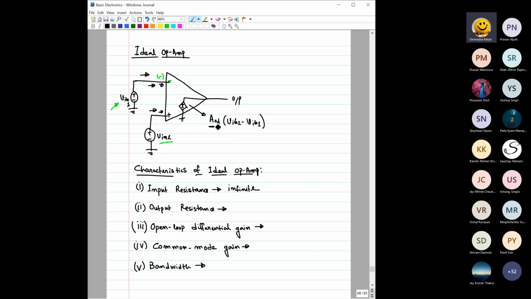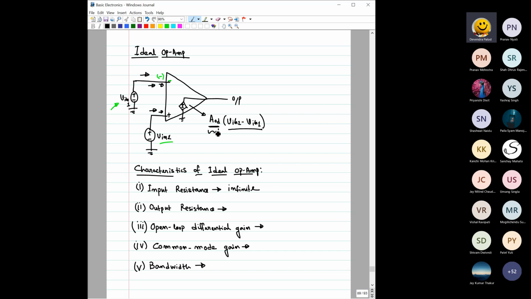This is the amplification A_OD. It is amplifying the difference between these two signals. So what is the difference? This is plus, this is minus, and this is V_in2, this is V_in1. So the difference is V_in2 minus V_in1, right? This is the difference that has been applied between these two input terminals, and this op-amp will amplify that particular difference, right?